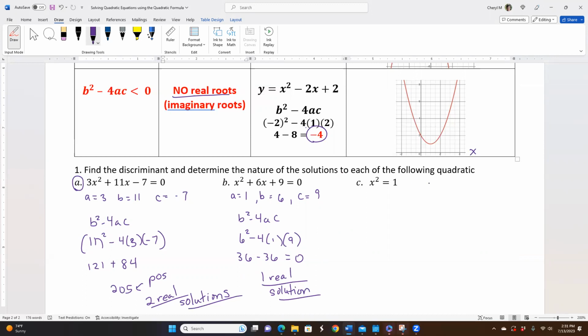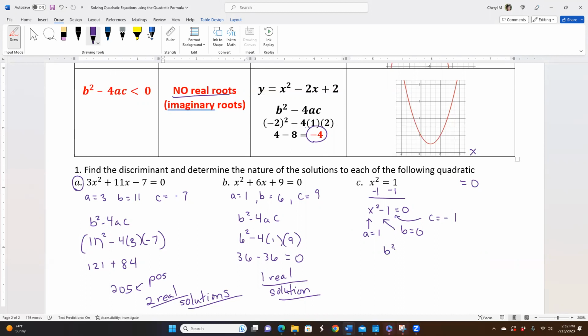All right, let's try this one. This one's a little tricky here. We need to set it equal to 0. So we're going to subtract that 1 to move it to the left side. And we'll have x squared minus 1 equals 0. So our a is 1. There is no b because there's no x term, and our c is -1.